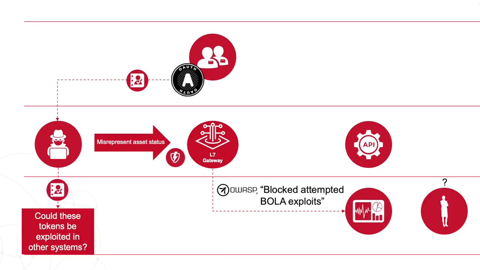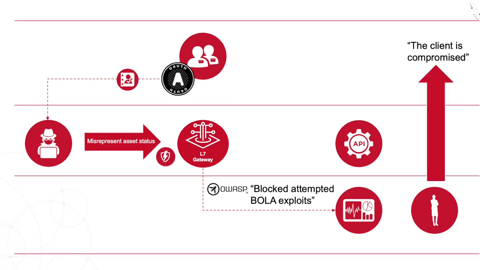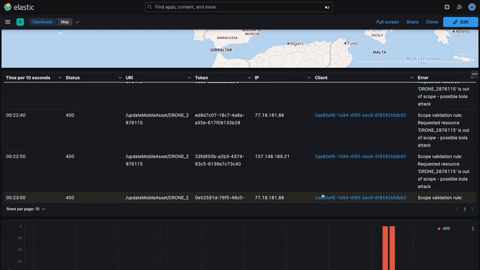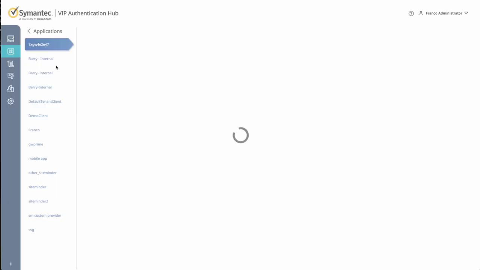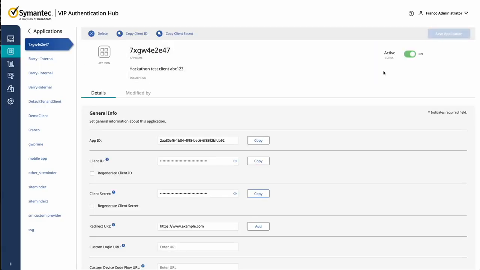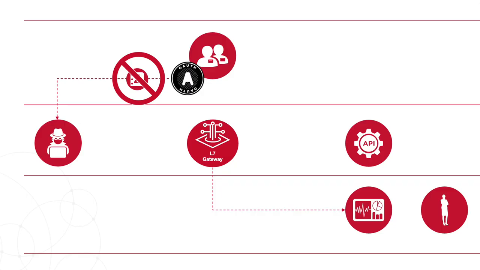Although Layer 7 is blocking this attack, Stacy wants to make sure that the client can no longer get fresh tokens from the identity layer, in case other systems may also be targeted. Stacy moves the threat response up the stack and clicks on the client information to be taken into the identity layer, in this case, VIP Authentication Hub. Stacy simply disables the client, preventing further tokens from being issued to it.